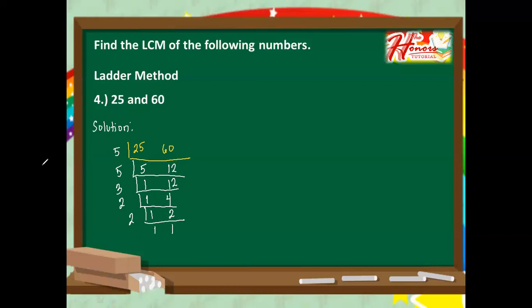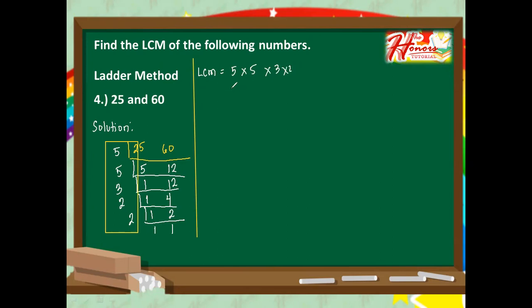So now we have here our prime numbers, these numbers. So what you are going to do is multiply all of them to get the LCM. Let's write it here. So we have here LCM is equal to 5 times 5 times 3 times 2 times 2. All of these numbers should be included.